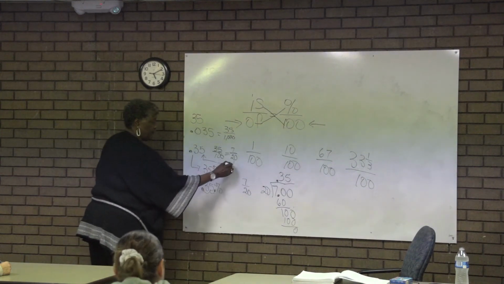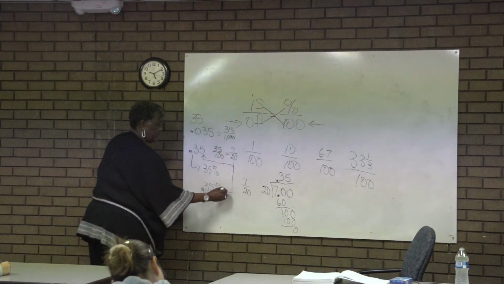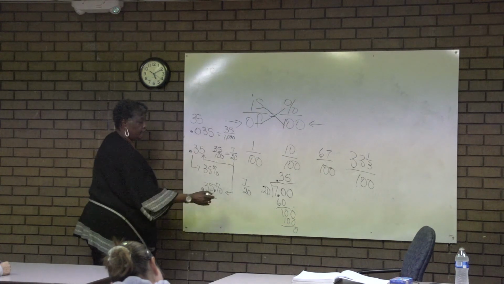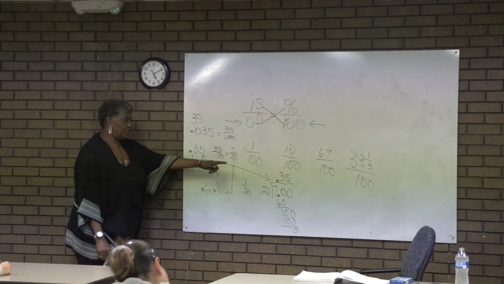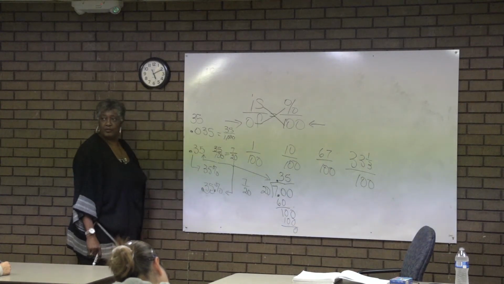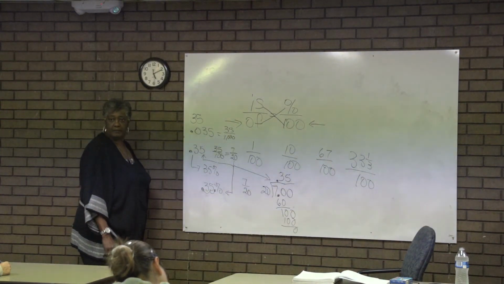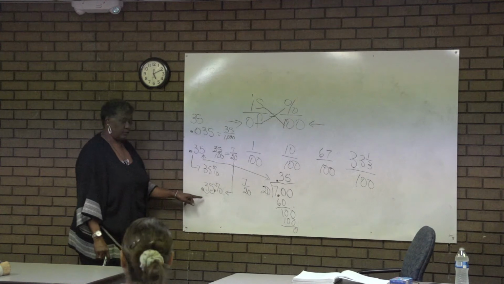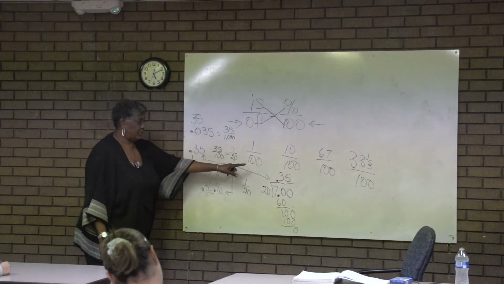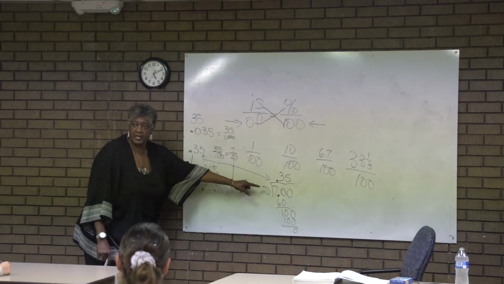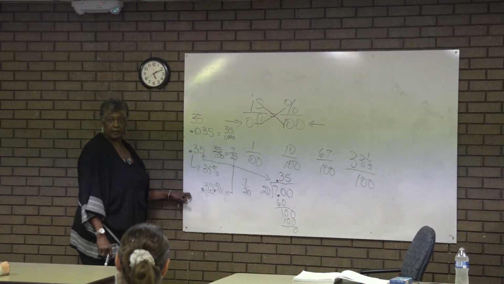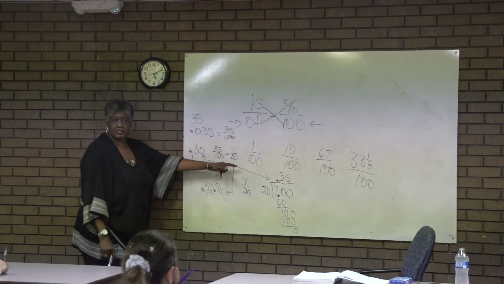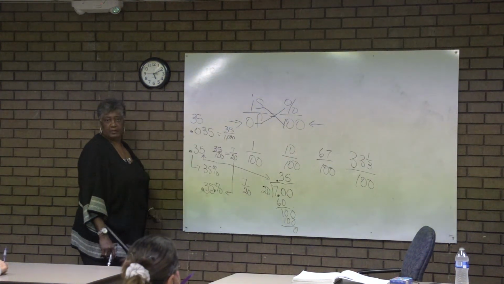If you want to change a fraction to a percent, first change it to a decimal. Because once it's a decimal, all you have to do is move it over 2 places and that's your percent. So you don't go from fraction to percent. Go from fraction to decimal. Always go from decimal to percent. Okay? So if it starts off fraction, you first make it a decimal, then make it percent.